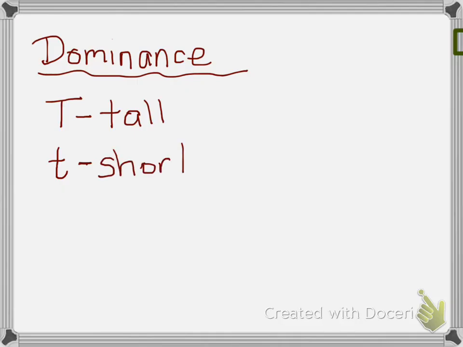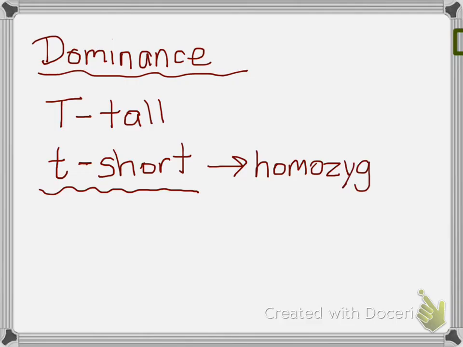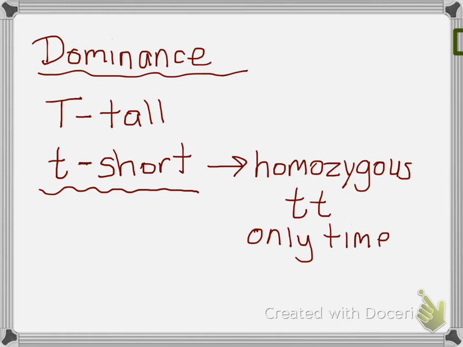The only way you ever see the recessive allele is if it is homozygous, meaning that we would have a little t, little t. That's the only time it is ever seen. Okay?